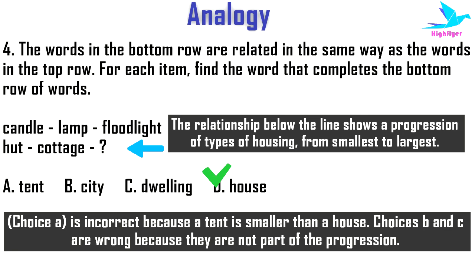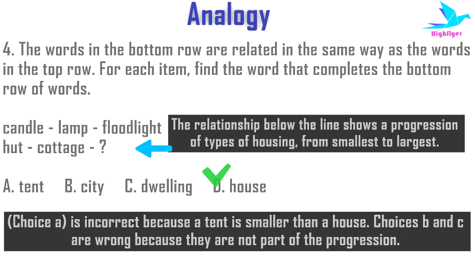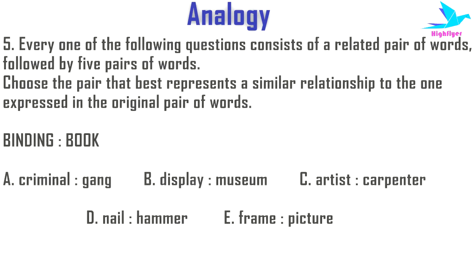Next example, the following questions consist of a related pair of words followed by 5 pairs of words. Choose the pair that best represents a similar relationship to the one expressed in the original pair of words. The original pair is binding, book. And the options are criminal gang, display museum, artist carpenter, nail hammer and frame picture.